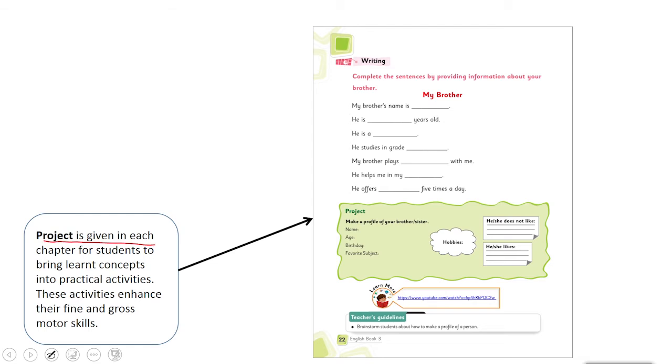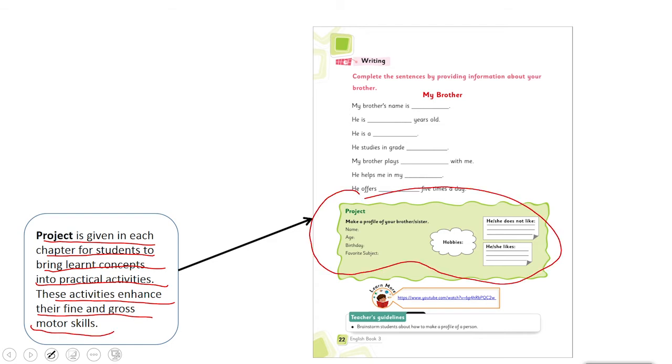A project is given in each chapter for students to bring learned concepts into practical activities. These activities enhance their fine and gross motor skills. Projects are very interesting. You will love doing them. They may contain drawing, coloring, pasting, cutting, etc., or making a poster, flip book or journal, diary entry, etc.